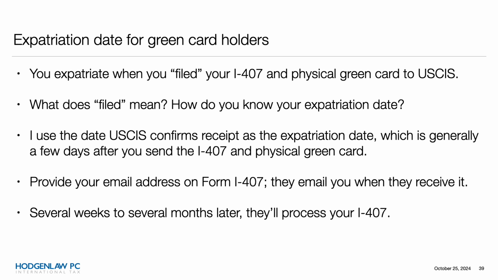If you provide your email address on form I-407, they will email you when they receive it, so then you have your date. Several weeks to several months later, they'll process your I-407. I don't use the processing date as the expatriation date because the rule says when you filed your I-407, not when they processed it. And the first day that both you and USCIS agree that you filed the I-407 is the date that they say they receive it. So that's kind of my reasoning in using that date.